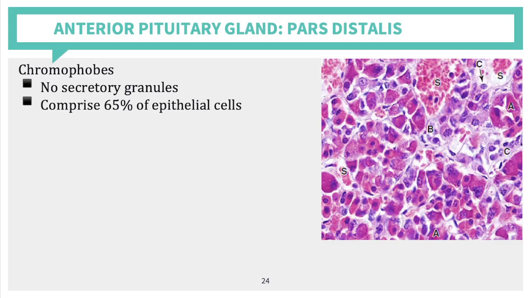Chromophobes. So how will we know that that's going to be your chromophobes? Very easy. They do not have any secretory granules and they comprise 65% of your epithelial cells. How will we know that's a chromophobe? Check for the cytoplasm. If the cytoplasm is not stained, no staining capability, then that's going to be your chromophobes. Okay?